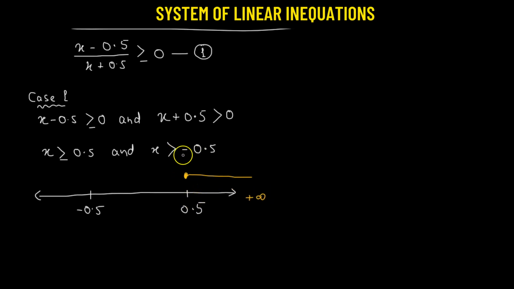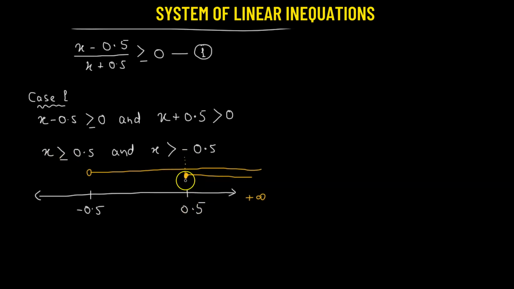And x greater than negative 0.5 means all the values of x greater than negative 0.5, lying to the right of negative 0.5 and extending all the way up to positive infinity. We have used a bubble here, which means that negative 0.5 is not a part of the solution, whereas I have used a dot here, which means that 0.5 is a part of the solution.